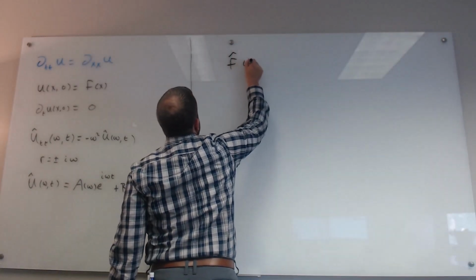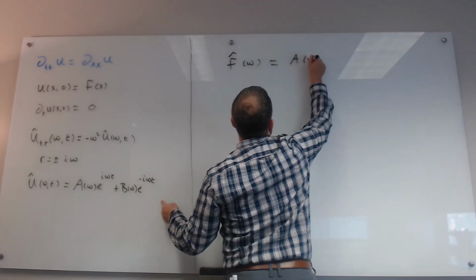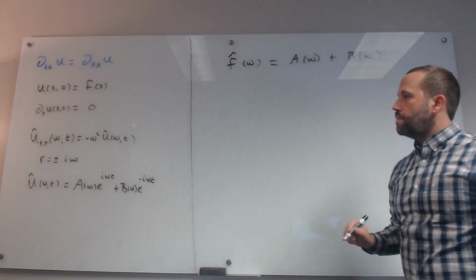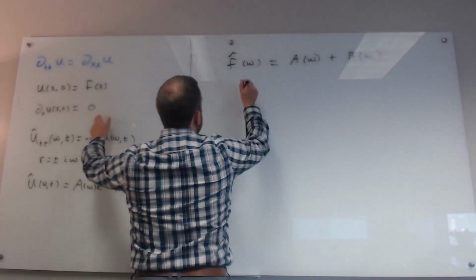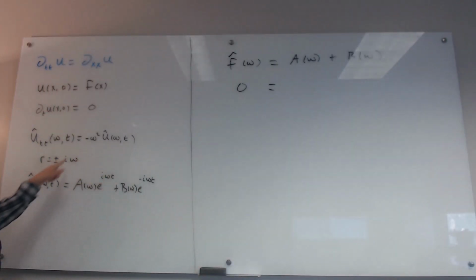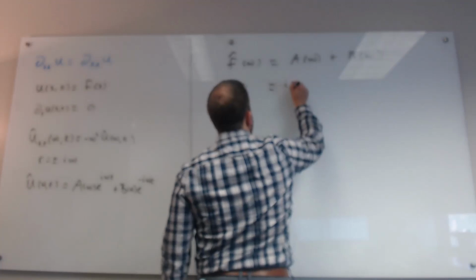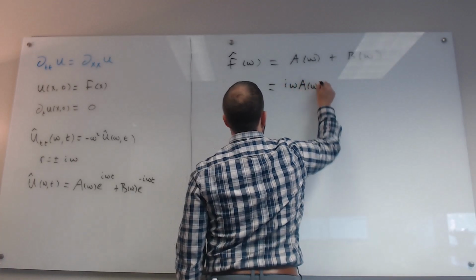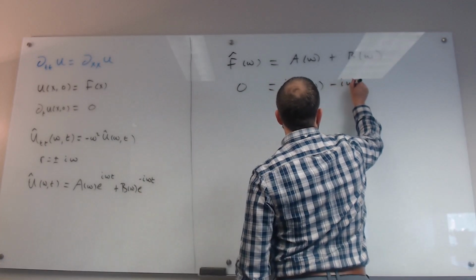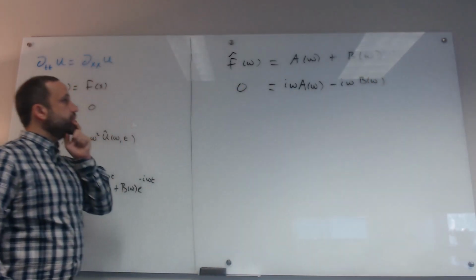So f hat of omega, and if I plug in t equals 0 in my formula, I'm going to get A of omega plus B of omega. Okay, that's good. And then if I take the derivative of this with respect to t and evaluate it at t equals 0, it's going to be i omega times A of omega, since t equals 0 makes the exponential just 1. And then over here, I'm going to get minus i omega B of omega.